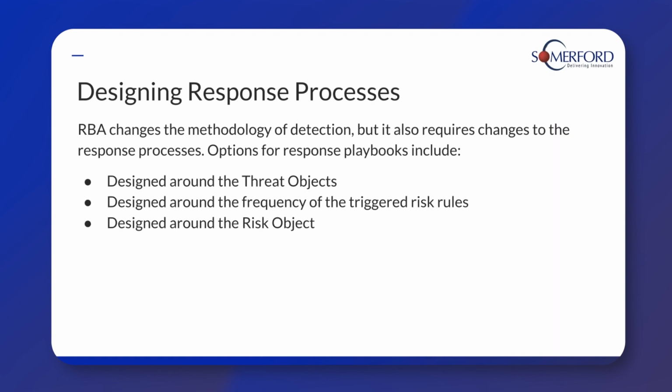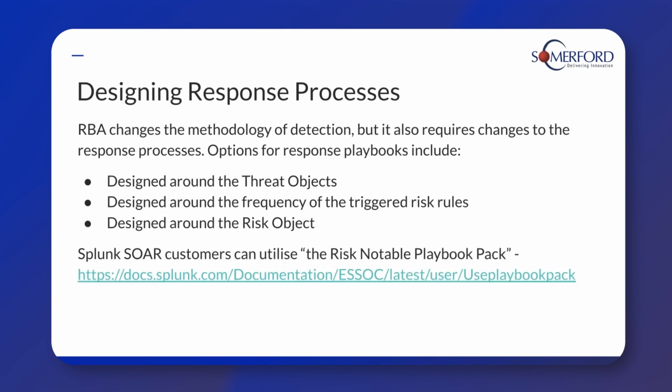Or you could do them around the risk object, right? So you've got an asset, let's do what we need to do with that asset. Who is it owned by? Is it still participating in suspicious behavior? Is it still on the network? Do we need to contact it? Can we disable it? What do we need to do about it?